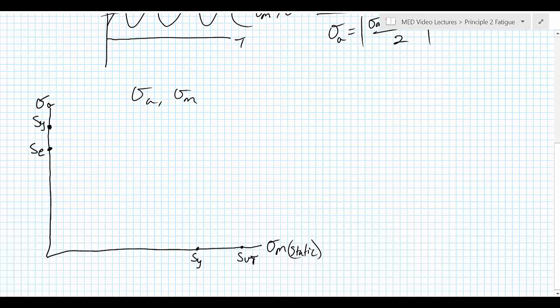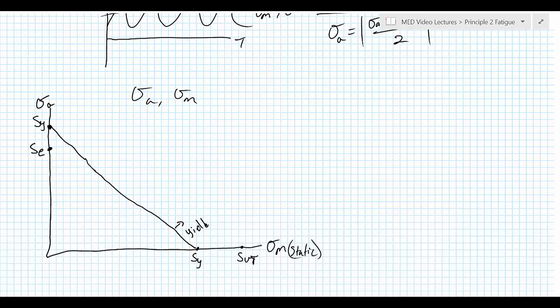All right. So if this part is going to yield, it will yield if the combinations of sigma A and sigma M are greater than the yield strength. So this is the yield line. We'll yield if the combination of those stress values is anywhere greater than the yield strength.